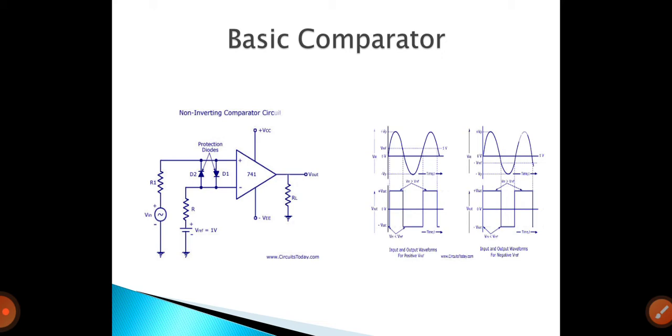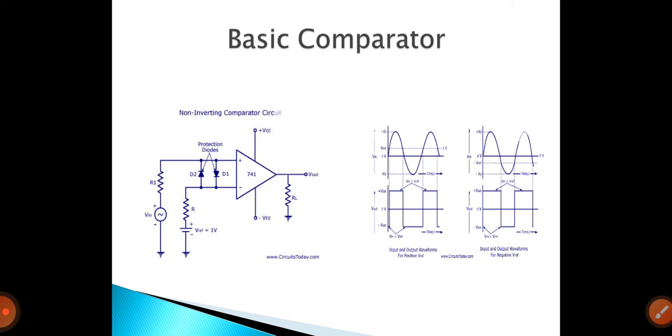The comparator means that if you are giving a 1 you will get a 0, and if you are giving a 0 you will get a 1. It is like a comparator. It is the basic comparator. This is the non-inverting circuit of the basic comparator.